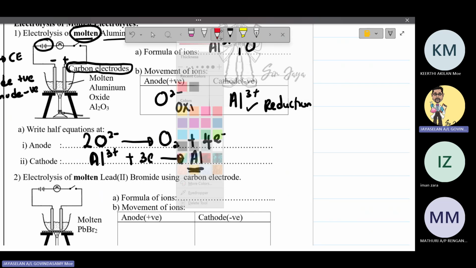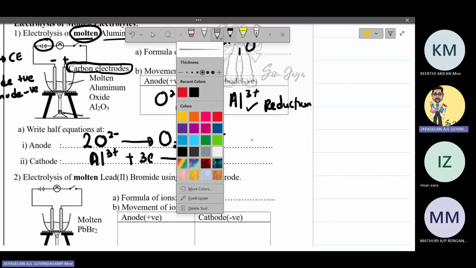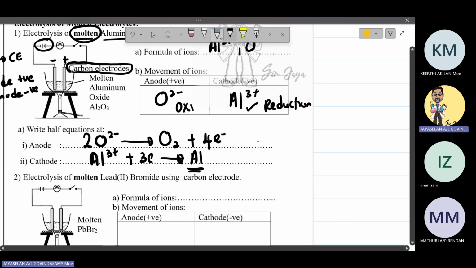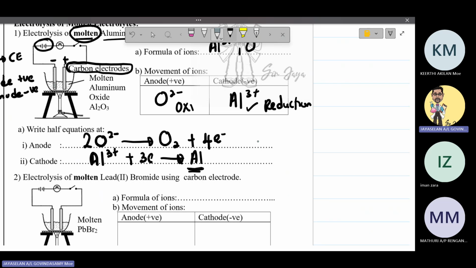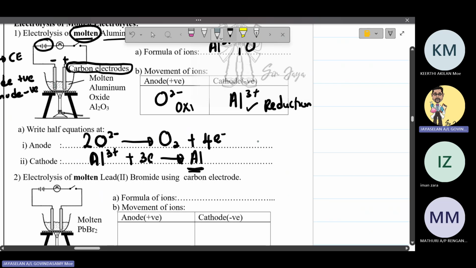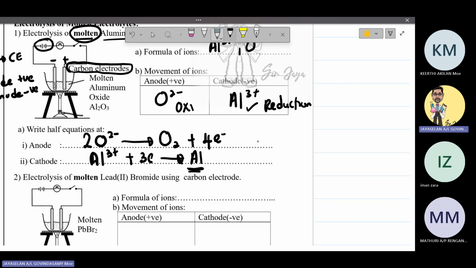You nampak di sini ada satu logam berwarna. Dia akan pergi melekat di sini. You nampak a lot of logam melekat. So you must remember, when in electrolysis you nampak, apa warna dia. Please memorize all metal. Semua metal, zinc, sodium, magnesium, iron, semua metal you just put what? Grey solid deposited. Logam berwarna kelabu terenap.